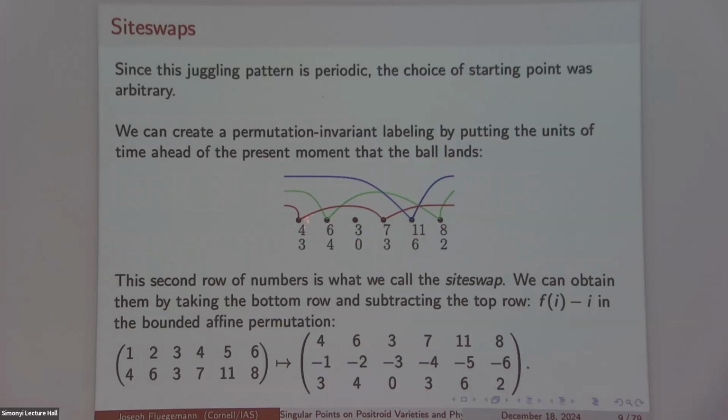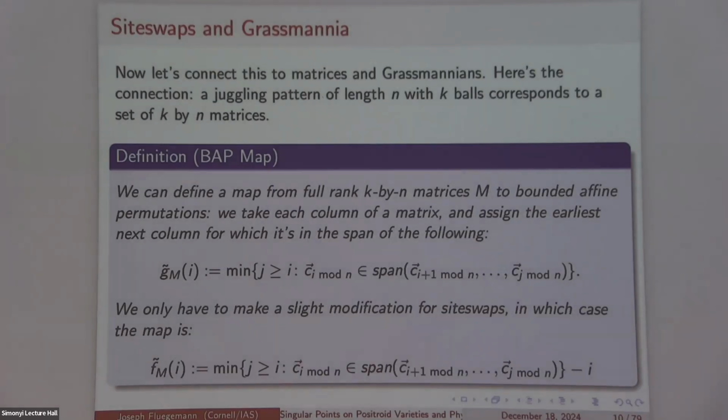Here, I guess 1 goes to 4, so 6 would go to 9, etc. So the bounded affine permutation is a permutation from Z to Z, but the cyc swap is just the same numbers over and over again. Okay, so let's take this combinatorial object, cyc swap or just the permutation, and relate this to elements of Grassmannians. I'm going to do that via this map called the bounded affine permutation map. And this is how I'm going to make it work.